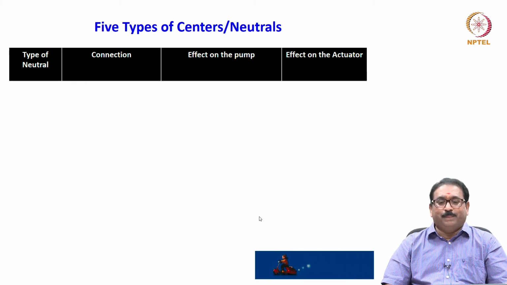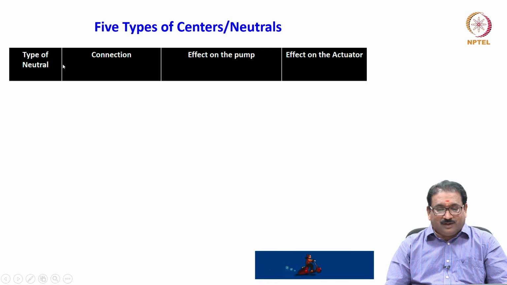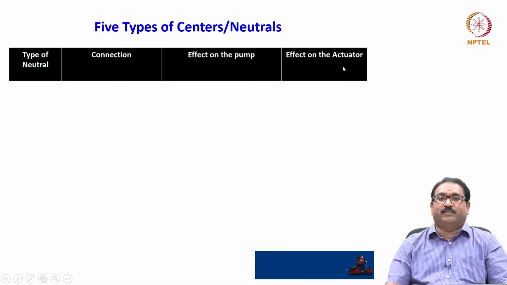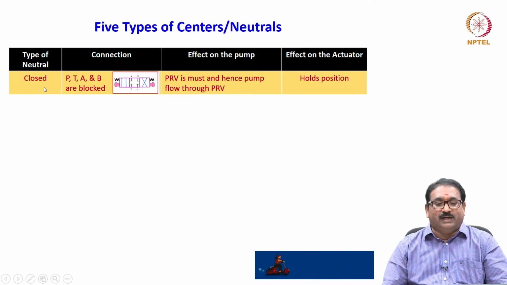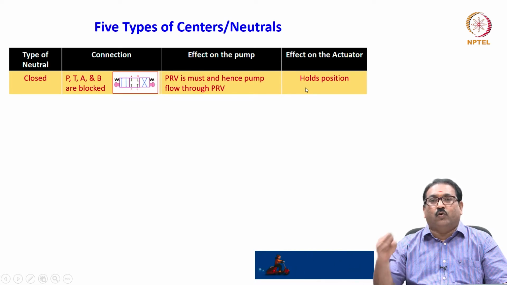Now, we will see the 5 types of centers or neutrals you have studied. Here I am giving you a big table: the types of neutral, the connection, the effect on the pump and the effect on the actuator. This is very, very important. Closed center, P, T, A and B all blocked. This is the sketch. The effect is that a PRV is a must to safeguard the pump, and the effect on the actuator is a holding condition.